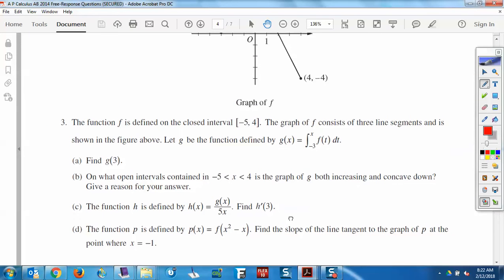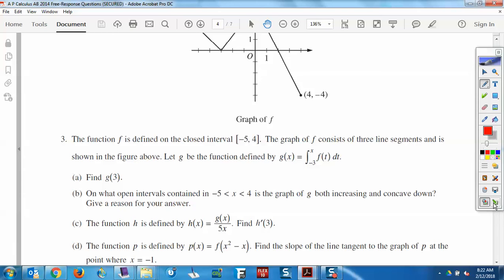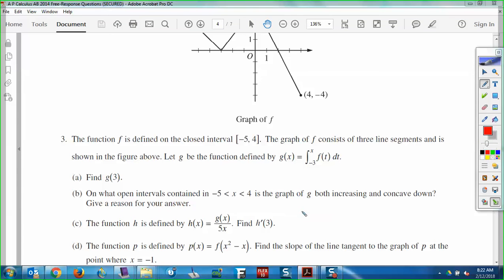Okay, and then they say, h is defined by g over 5x. Well, find h prime of 3. Well, before you can find h prime of 3, you've got to find h prime of x, right? You've got to find h prime of x, and then you can plug in a 3. So we need a quotient rule. So derivative of the top times the bottom left alone minus the top left alone times the derivative of the bottom, all over the bottom squared.